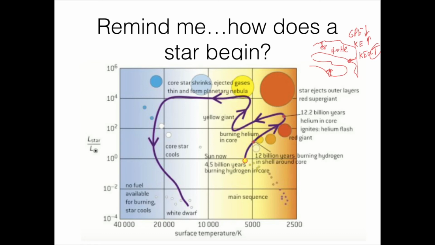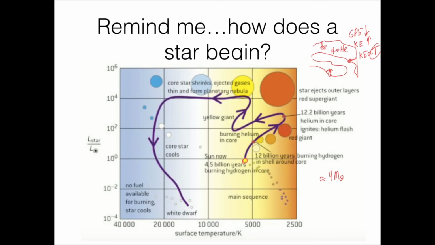Let's take a star. Now we're talking about stars that are about the size of the sun, maybe up to 4 times the mass of the sun. Not anything too big, but within that idea. So these are small to normal sized stars.